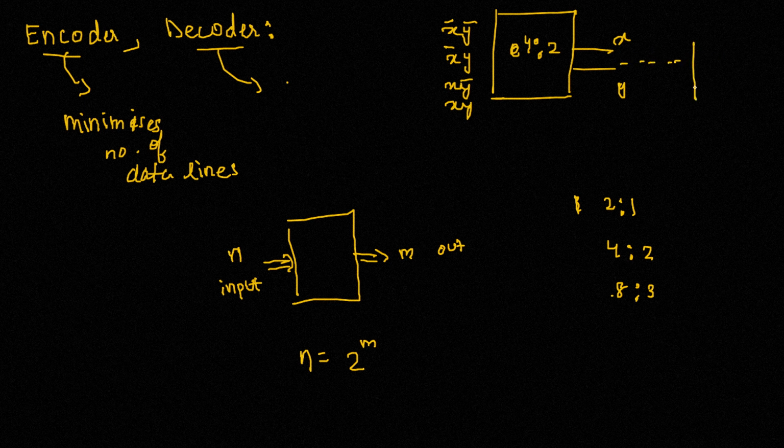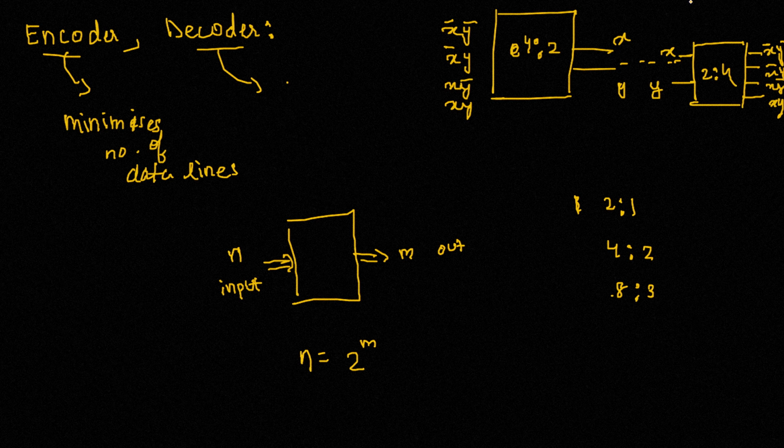Then after this data is transmitted, the decoder gets these two inputs, x and y, and then it writes all the four possible outputs here, which are x dash y dash, x dash y, x y dash, and x y. So this is a 2 is to 4 decoder, right? Let's have a look at one of the applications of a decoder, which is implementing a full adder.